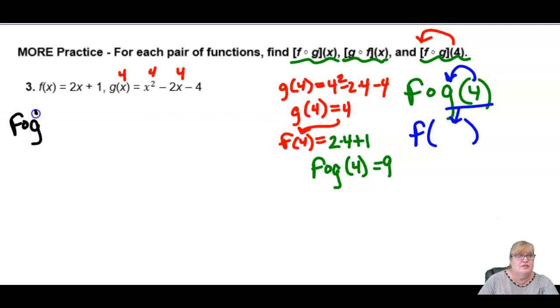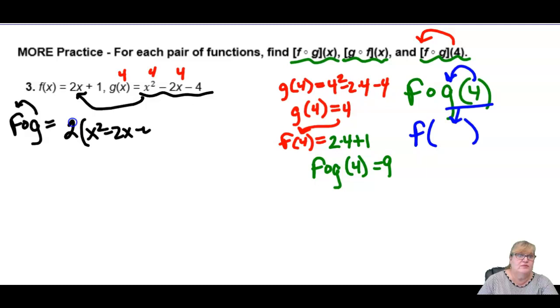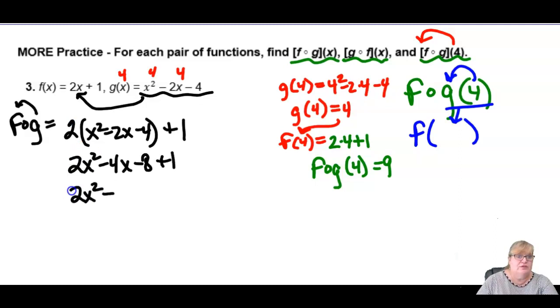All right, let's start with this one. F of g means to put g into f. So we're going to put this mess in here. Well, that's not so bad. 2 times x squared minus 2x minus 4 plus 1. Distributing. Simplifying or adding some like terms. Hope I did that right. I have no denominators or radicals anywhere, so the domain is all real numbers. And that was f of g.